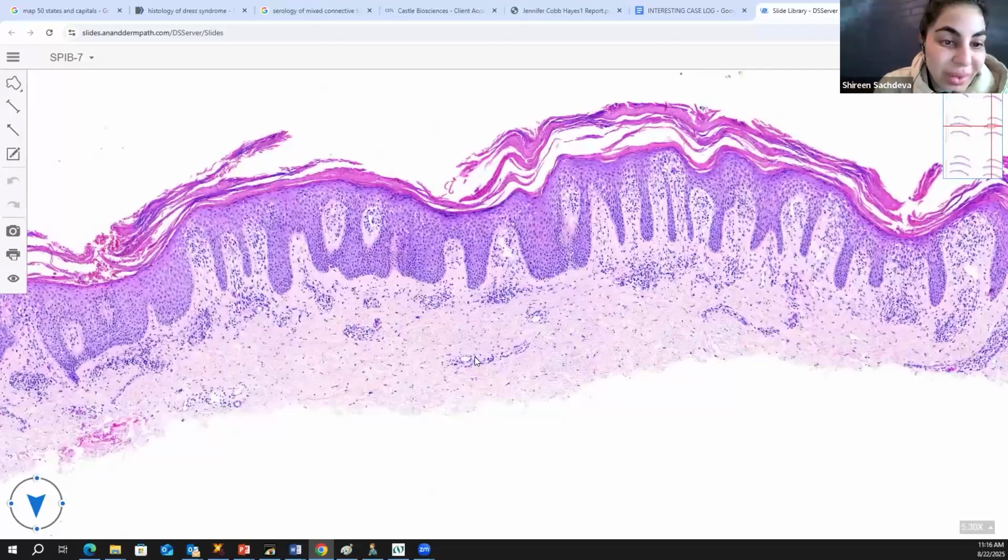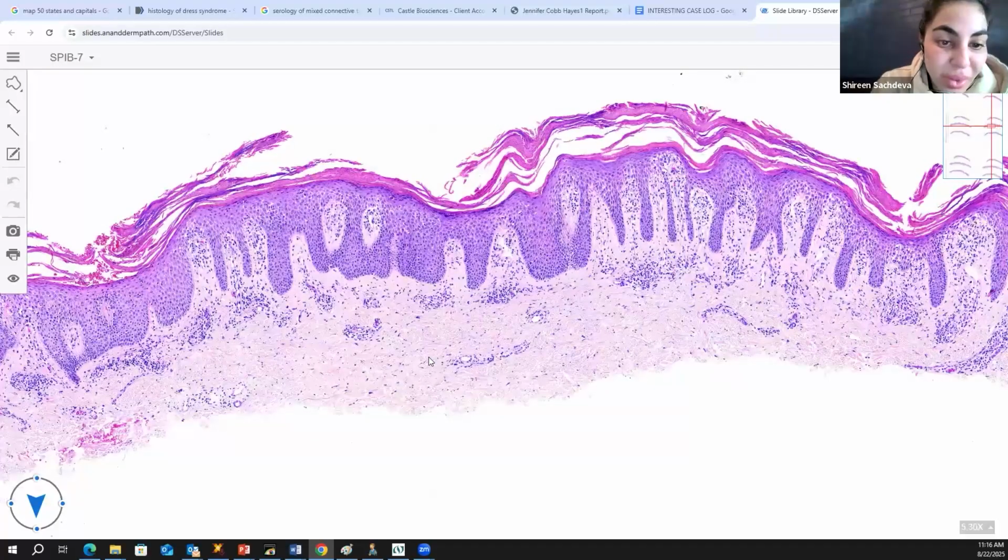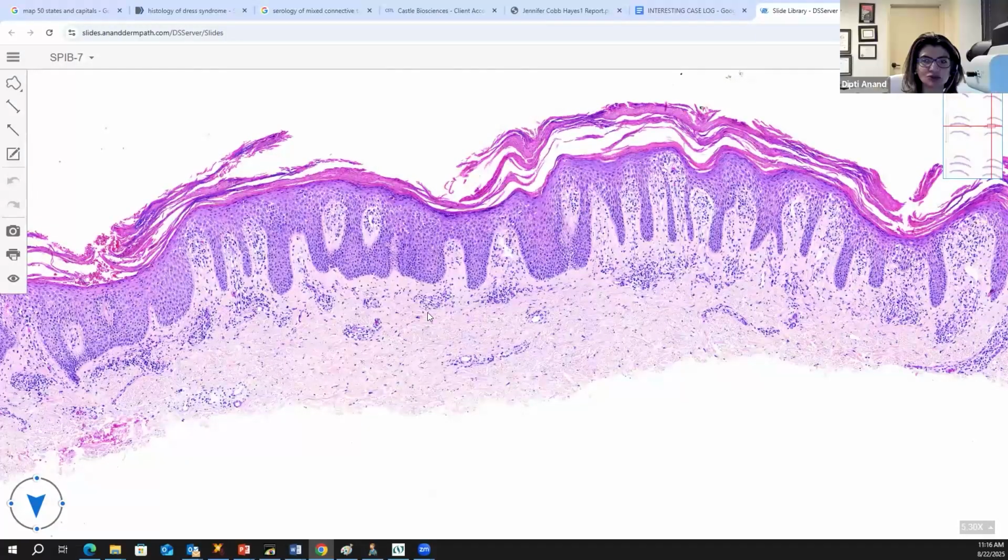Okay. So you see these really nice club shaped, elongated, reedy ridges. And then Shireen, speak loudly because I can't hear you. Can you hear me? Yes, is better.